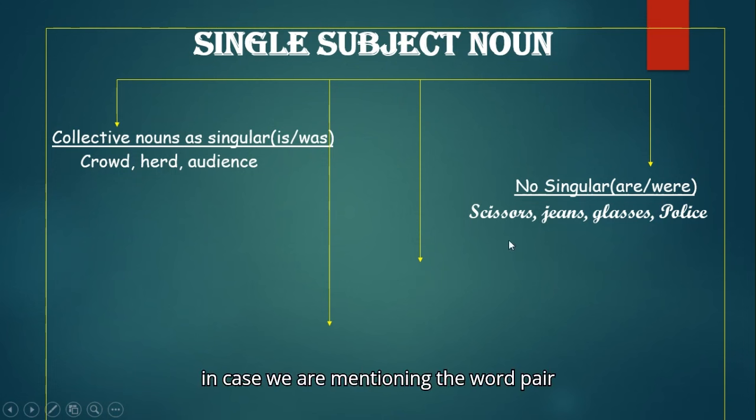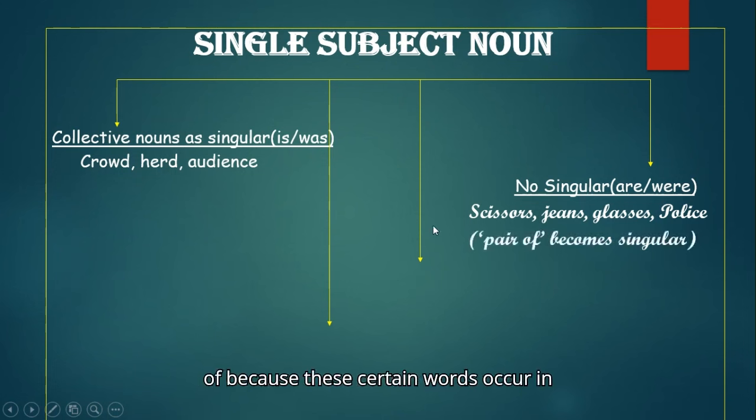In case we are mentioning the phrase pair of, because these certain words occur in pairs, in that case it becomes singular. For example, I bought a new pair of scissors. The new pair of jeans that I bought is blue in color. I bought a new pair of glasses. So there it becomes singular because we are mentioning it as a pair of.